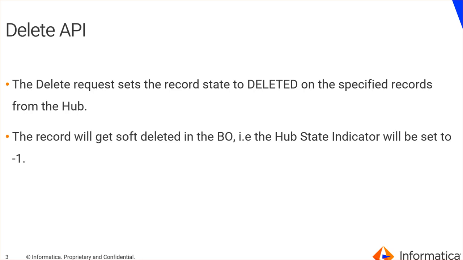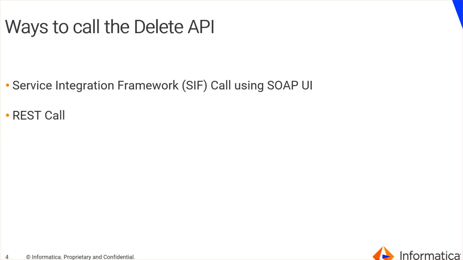The record that is in consideration will not physically get deleted from the database, rather its hub state indicator will be set to -1. All the records whose hub state indicator is set to -1 will not be considered for any MDM related function. In this manner, the record is soft deleted rather than hard deleted.